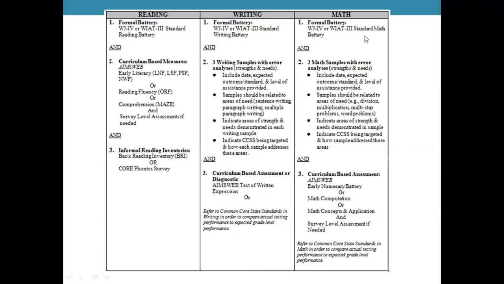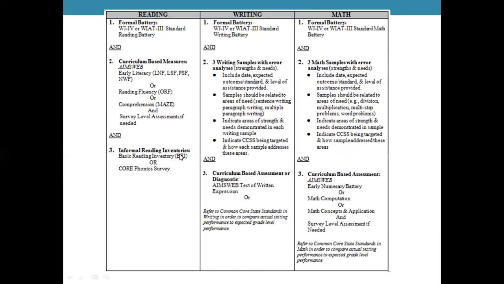And then for math, your math battery, 3 math samples with error analysis, so picking worksheets, unit assessments, in-class assignments, whatever you want, and looking at where the student is making errors in their math. And then of course the CBMs in math too. So using either early numeracy or computation or math concepts and applications from AIMSweb, or if you'd prefer to try out Easy CBM also has those different math subjects that are covered, so you can pick to do that as an alternative, but those are going to be what you're doing for math.